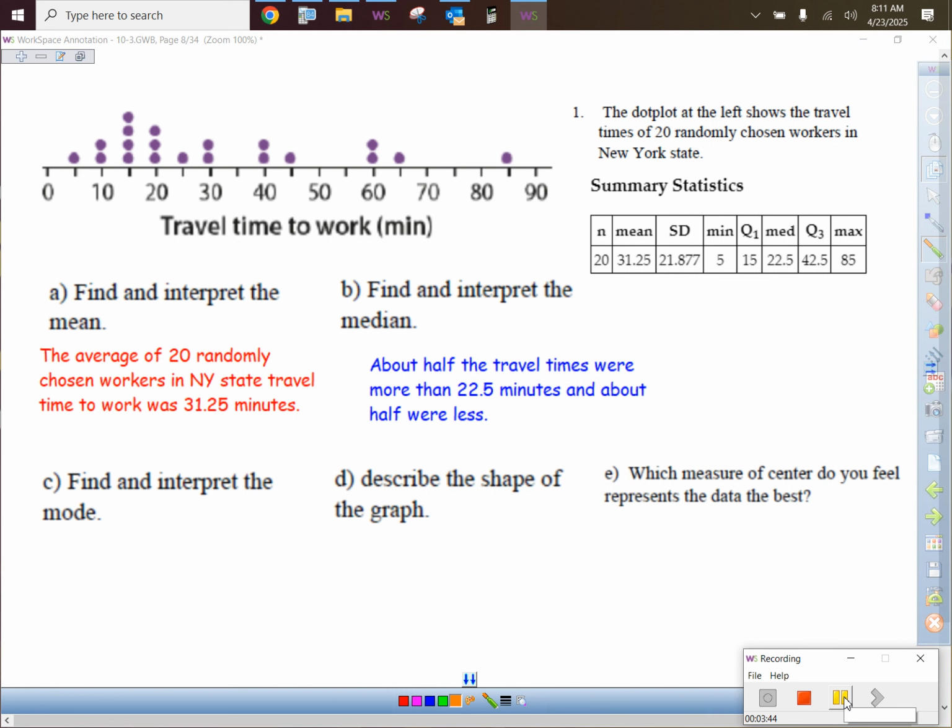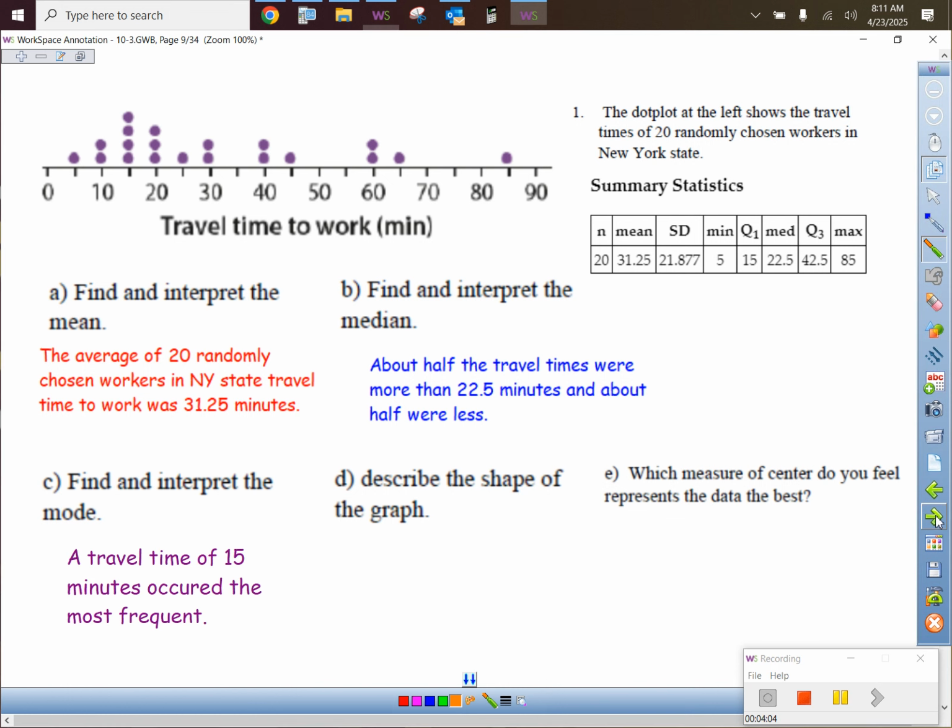And then how about the mode? What does mode mean to us in English? The mode is the most occurring, right? Are we cool with that? The most occurring. Which one is the mode? It doesn't tell us in the summary statistics. You have to go to the graph to see it. Which one's the mode? 15, right? So a travel time of 15 minutes occurred the most.